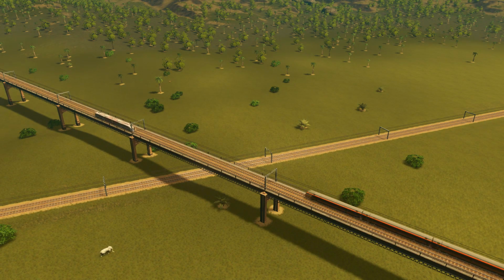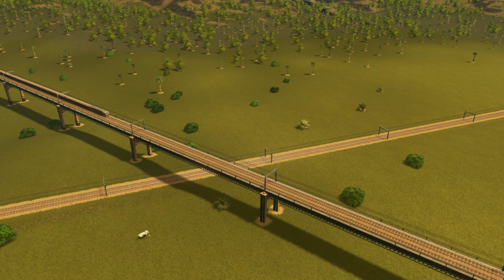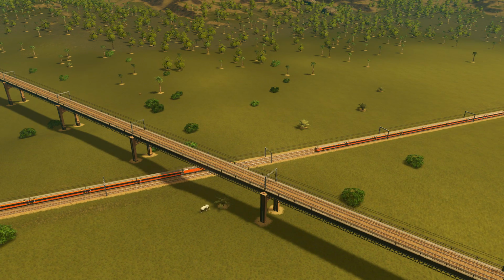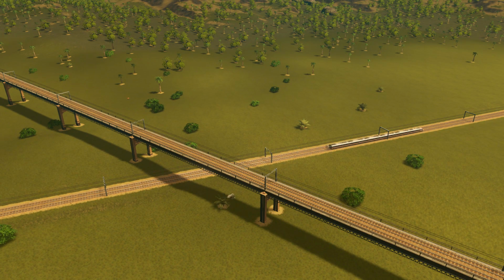Hey everyone, let's look at railroads in Cities: Skylines and how to design and build them using principles from the real world. This is obviously intended for those of you who want to make more realistic-looking railroads in your city, because the game allows you to build quite crazy roller coasters that would be pretty impossible for a real-life train to drive on.